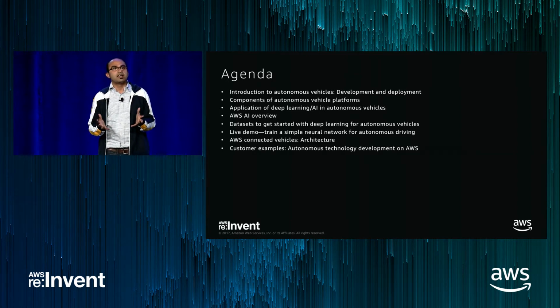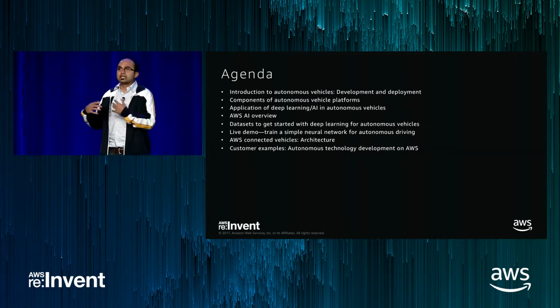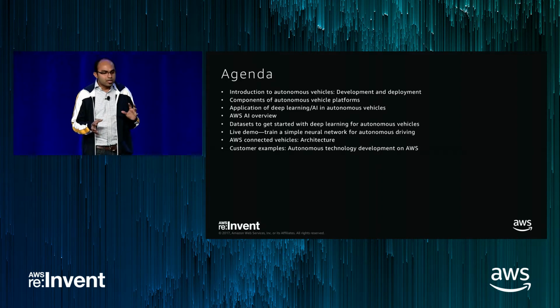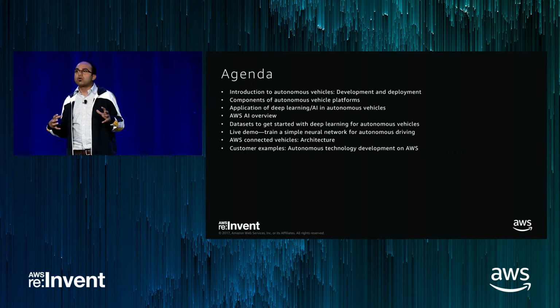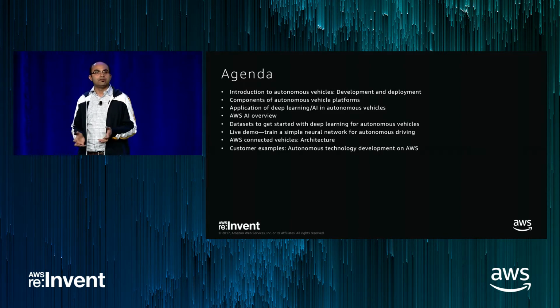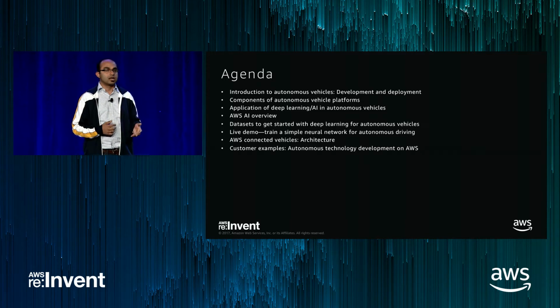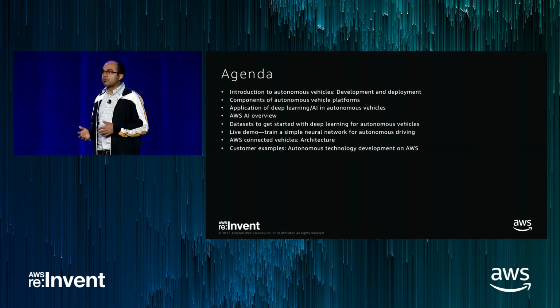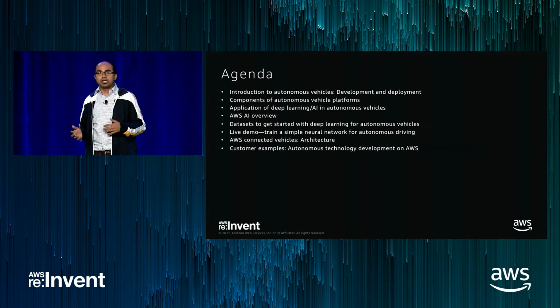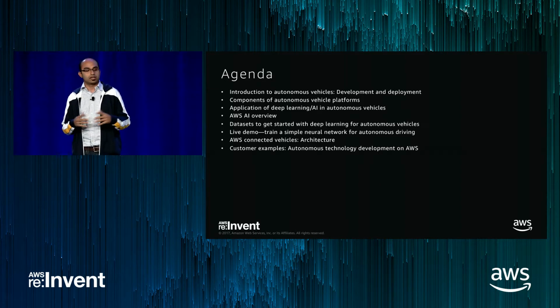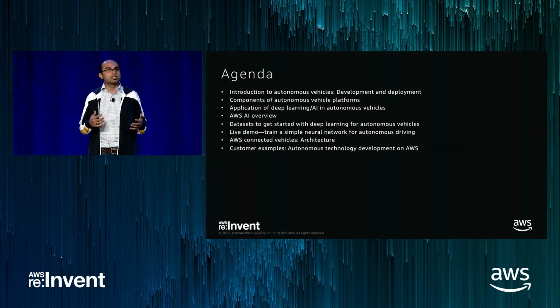Let's actually define what the driving development looks like in the runtime environment for autonomous vehicles. We'll then go through individual components and the problems. Let's look at how AI and deep learning actually fit in here, and at AWS AI capabilities. Let's go through some of the data sets that we can get started with. And then we'll do a live demo. Let's actually try and train a network, a couple of networks if we have time. And then let's look at the AWS connected vehicle architecture. And then finally, customer examples of how people have built this on AWS.